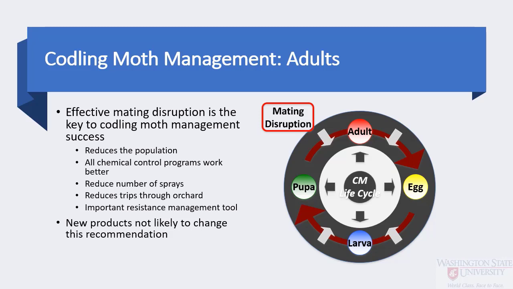So let's start with the foundation of successful codling moth management programs in apples, and that is mating disruption. It's successfully used throughout the growing regions of the world for codling moth management, and it's most effective when used over large areas when codling moth populations are low. Mating disruption is generally thought to work by interfering with male moths' ability to find female moths. And studies have shown that over time, codling moth populations reduce in orchards with mating disruption, and that these reduced populations contribute to easier and more effective spray programs, cost savings, and delay of insecticide resistance.